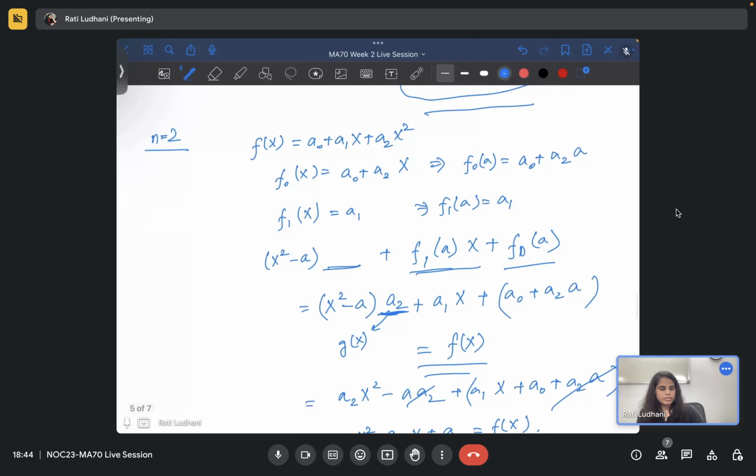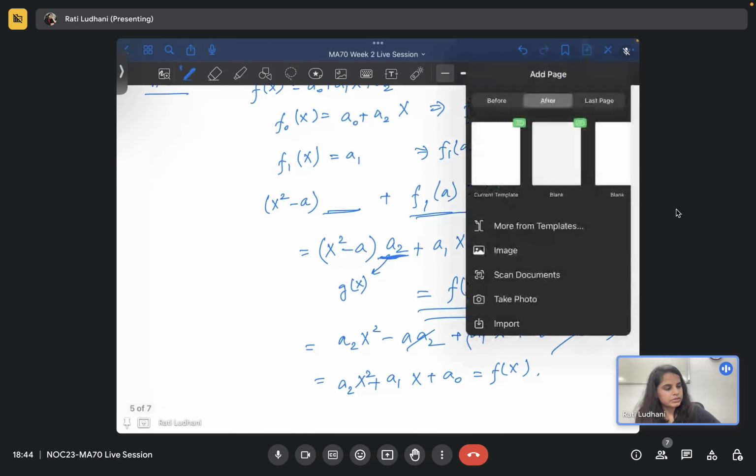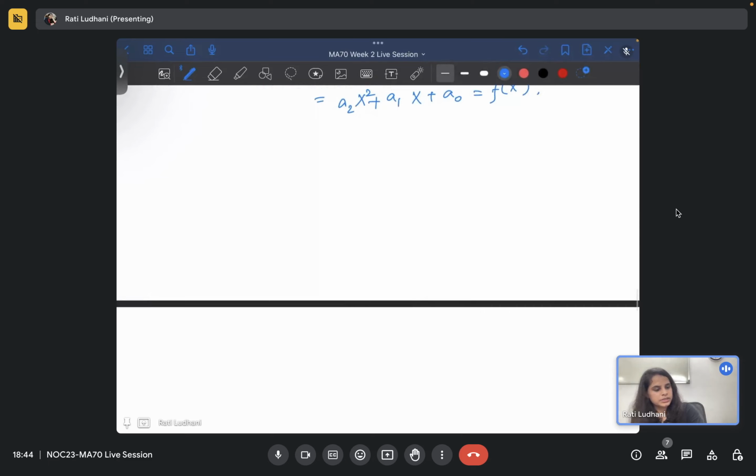So our induction hypothesis is: we assume that the claim is true for all m less than n. Let's assume n is some natural number. We are saying it is true for every m which is less than n. Okay, so let's see.